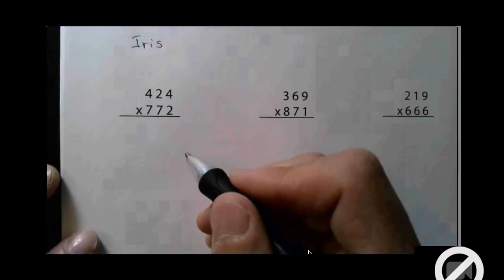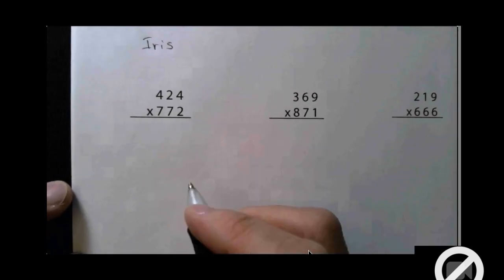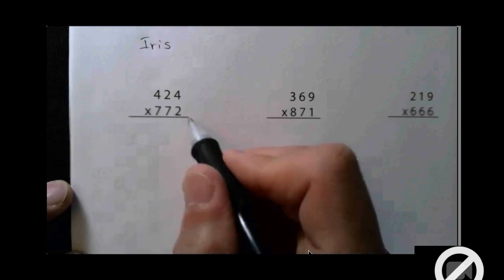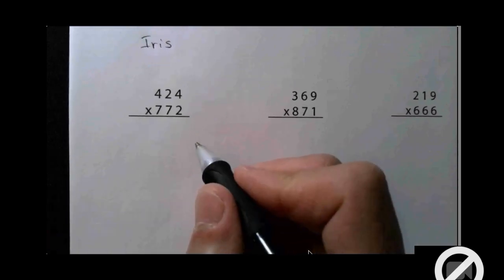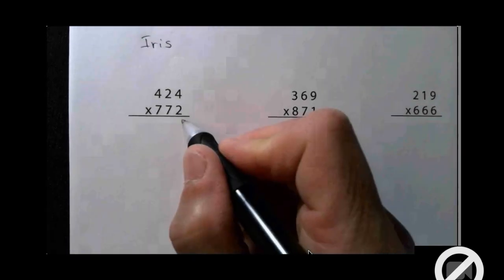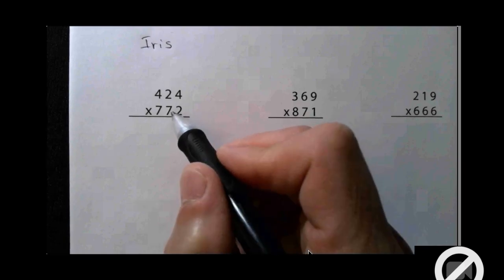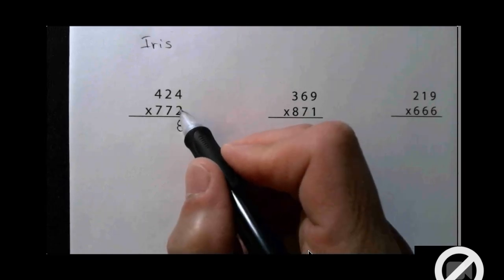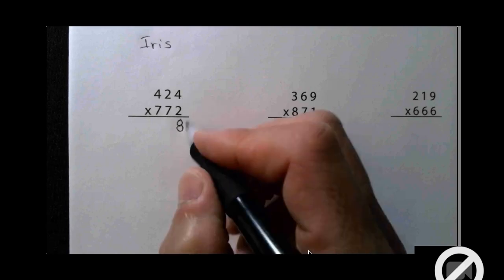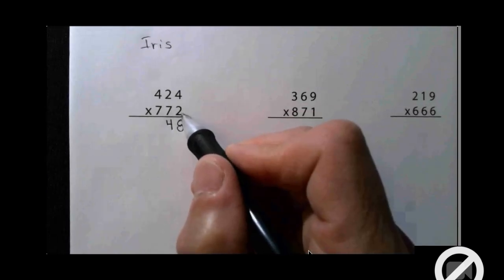All right. So, Edie, can you help us with this problem? Yes. Okay. How would you solve that problem? Can you guide us, please? First, I multiplied 2 times 4, which gave me 8. Okay. All right. And what else do you do?